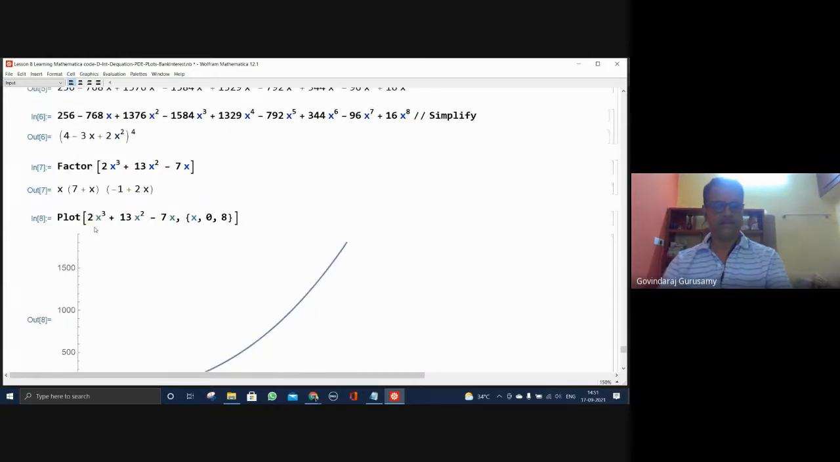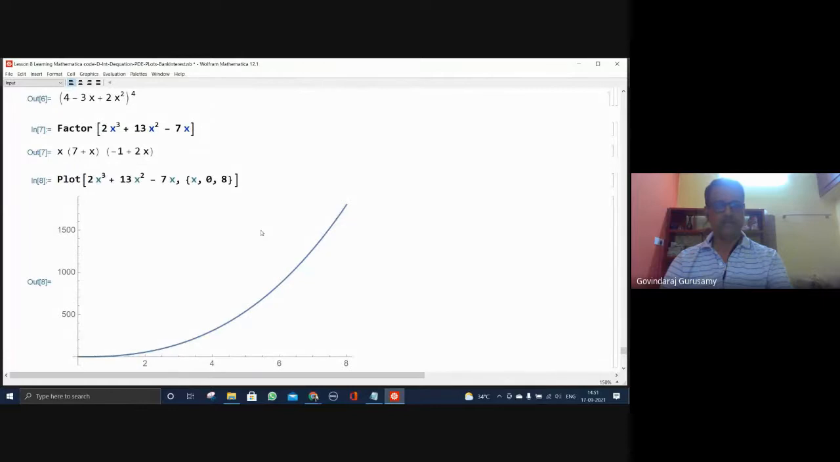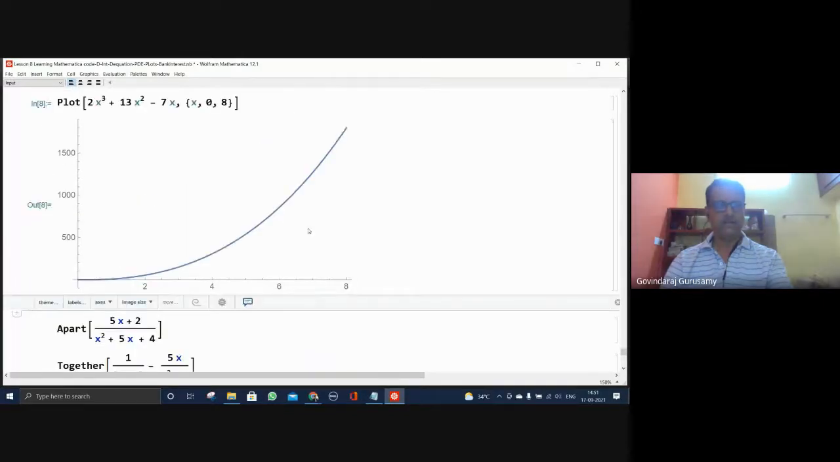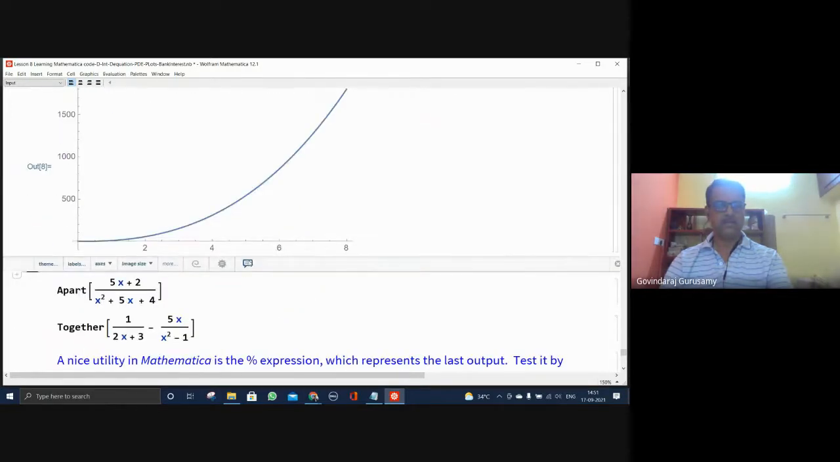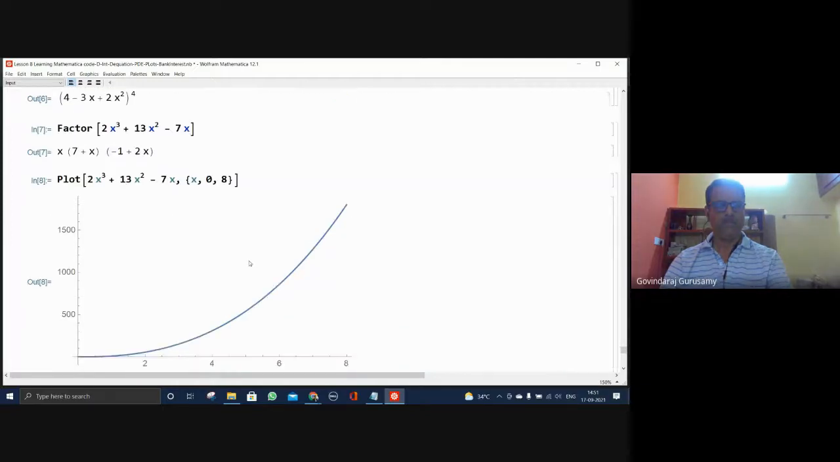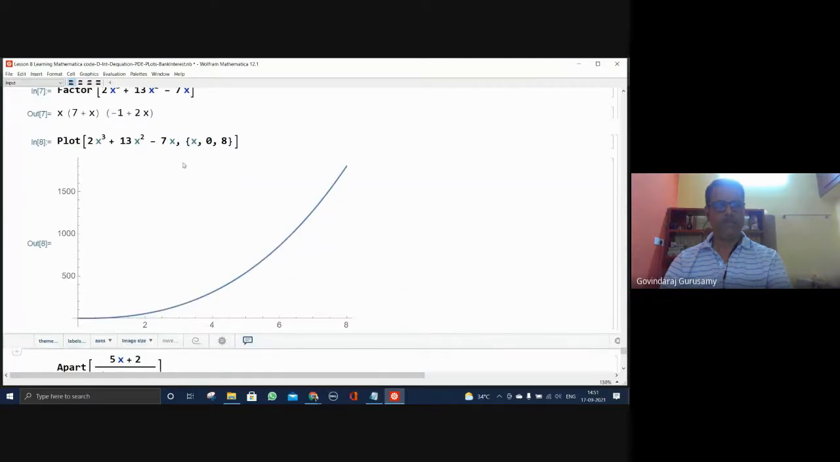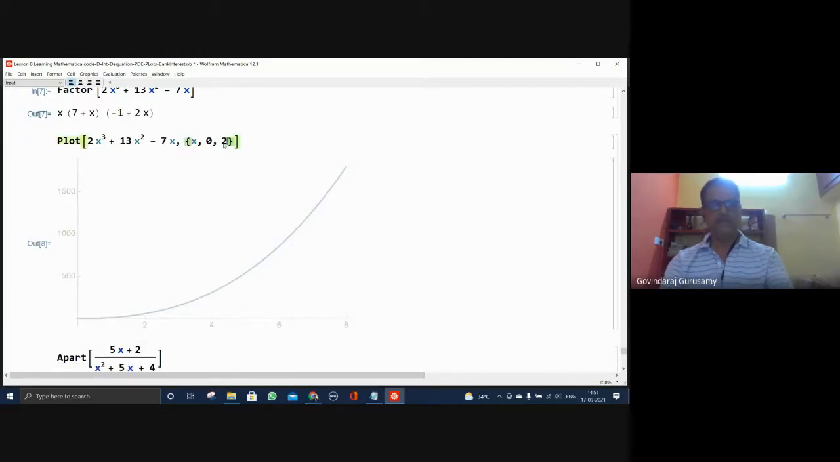Done. Well, what is happening? Two x cubed plus 13x squared minus 7x. Okay. 2x cubed. Goes up, mark it up to 2.